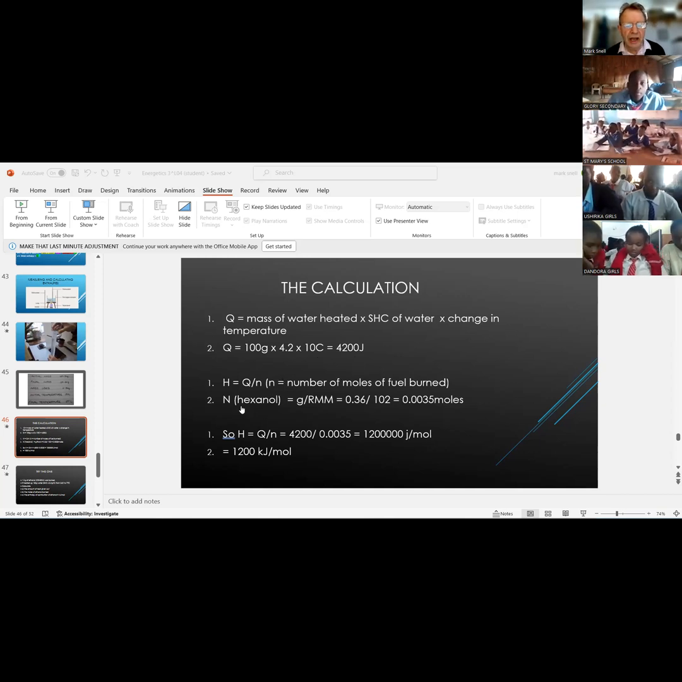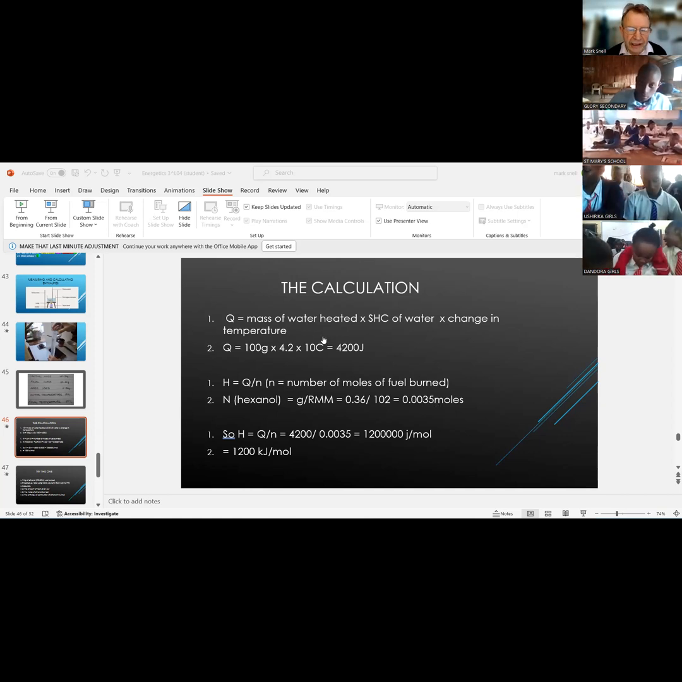Now we need to work out the number of moles of hexanol. If you work out hexanol's RMM, it's 102. So the number of moles of hexanol is grams over RMM, which is 0.36 over 102, which is 0.0035 moles approximately.